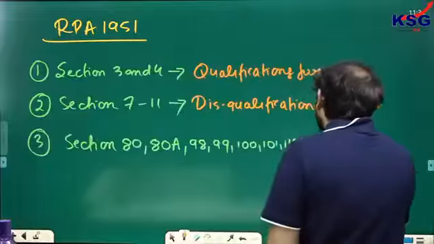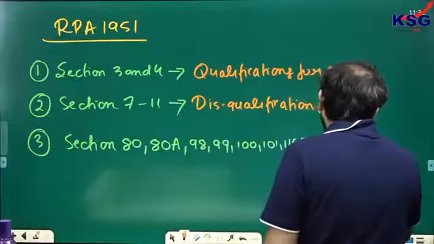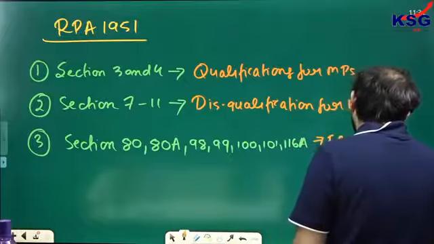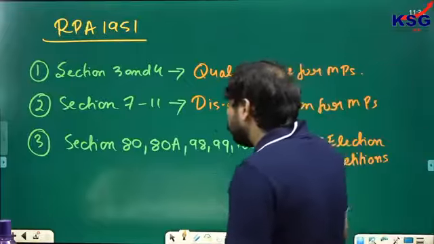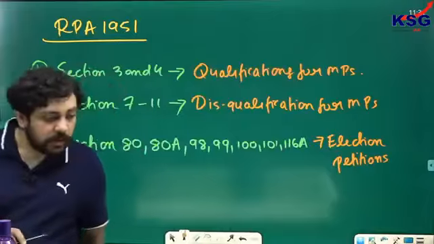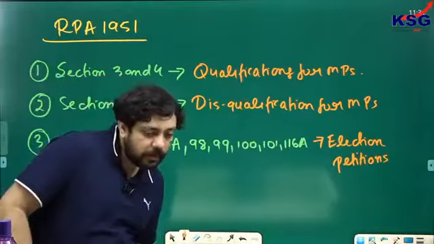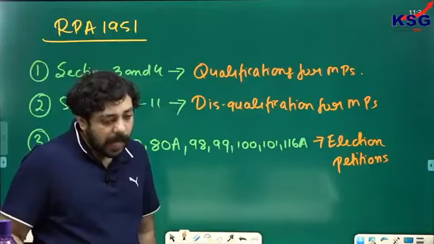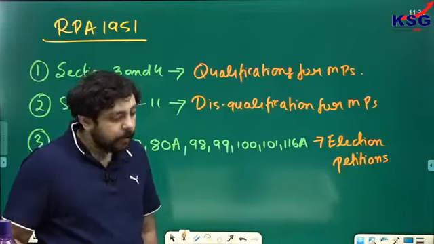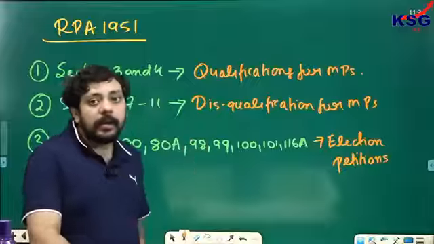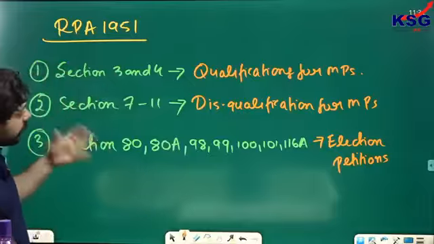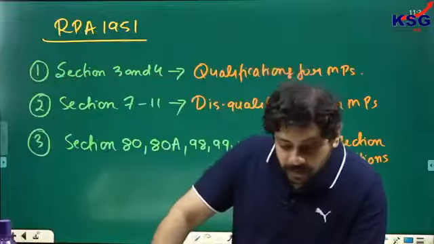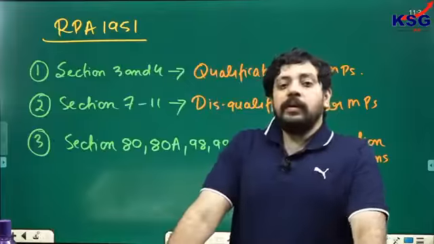These are the articles associated with election petitions, or what you can say election disputes. There was a question asked in the main examination last year from these provisions. Okay, so these are some sections of the RPA 1951 which we'll take a look at in terms of the coverage of the election ideas.